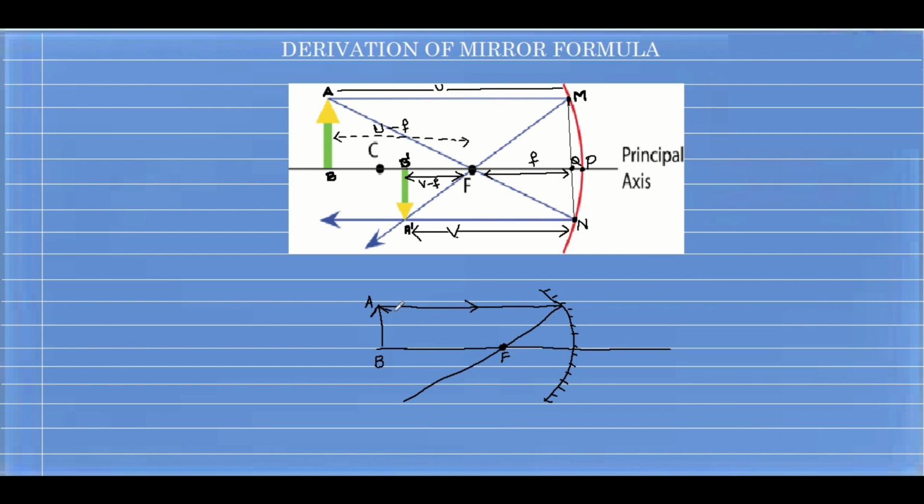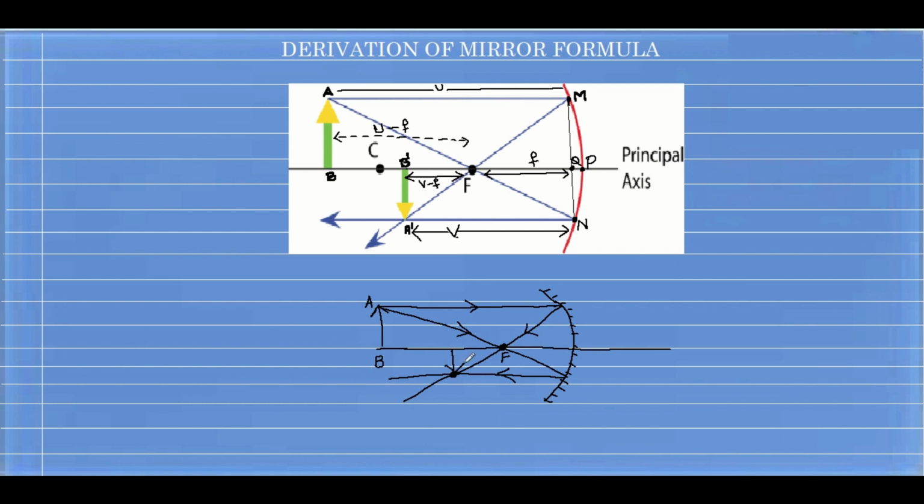Consider another ray which is passing through the principal focus. When an incident ray passes through the principal focus, the reflected ray will be parallel to the principal axis. We have already studied this in the previous episode. When any ray is parallel to the principal axis, the reflected ray will pass through the principal focus. These two reflected rays coincide at a point.